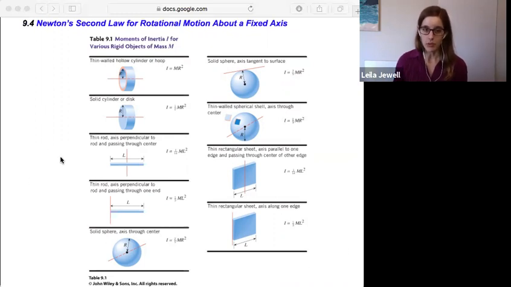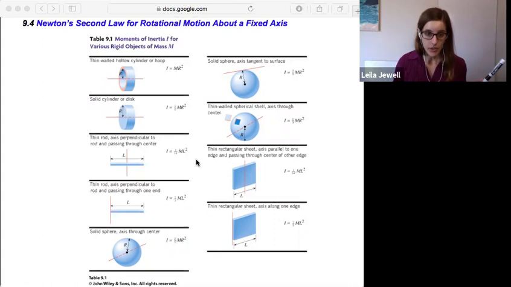Because notice there are some similar ones. If we talk about our thin rod, there's a thin rod with the axis perpendicular to the rod and passing through the center, right? And that has a rotational moment of inertia of 1/12 ML squared. Versus you could have a thin rod with the axis perpendicular to the rod passing through one end. And this one is 1/3 ML squared. So that's 4 times bigger than if you're rotating it from the middle. It's a significantly larger moment of inertia. So where the axis is located makes a big difference with your moment of inertia.